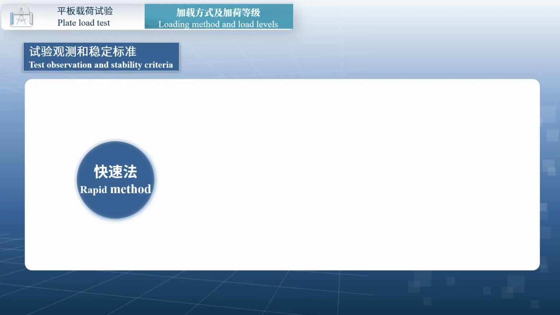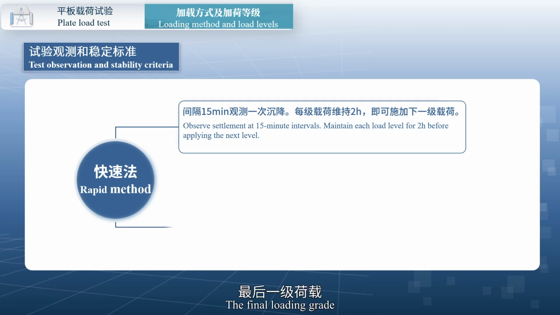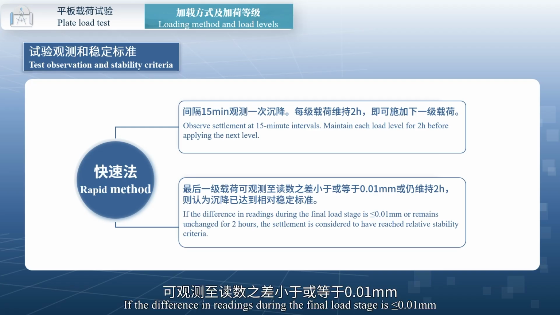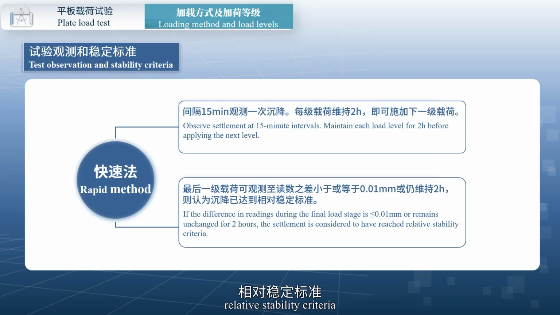Rapid method. Apply each loading grade at 15-minute intervals. Observe settlement once. Each loading grade is maintained for 2 hours. The next loading grade can then be applied. The final loading grade: if the difference in readings during the final load stage is less than 0.01 mm or remains unchanged for 2 hours, the settlement is considered to have reached the relative stability criteria.